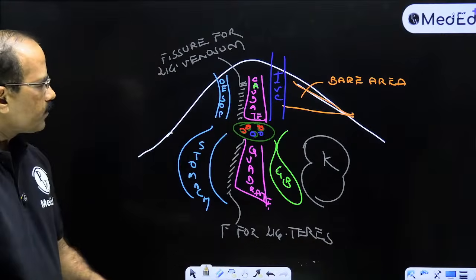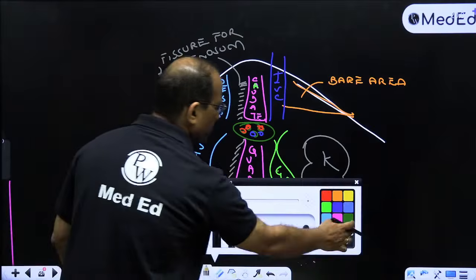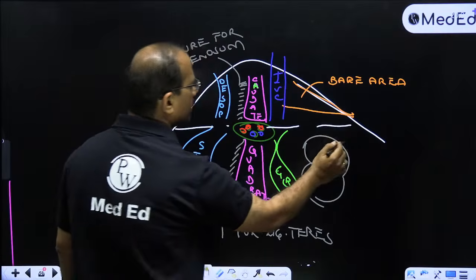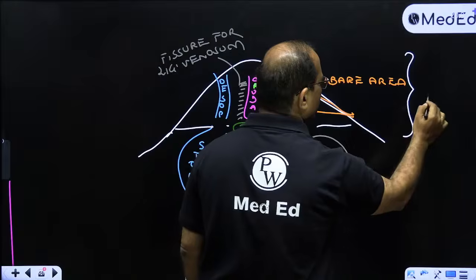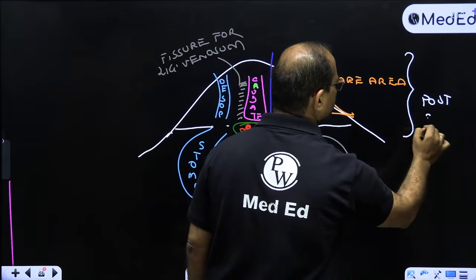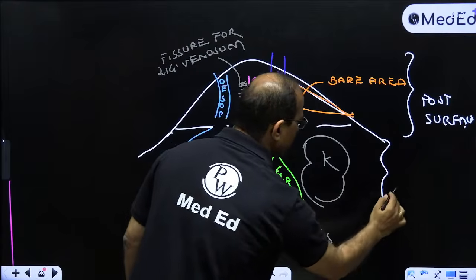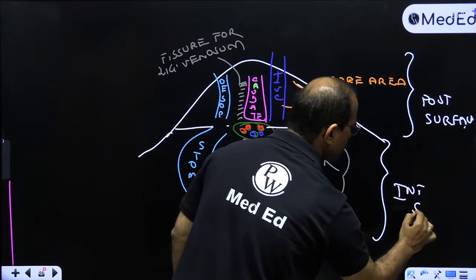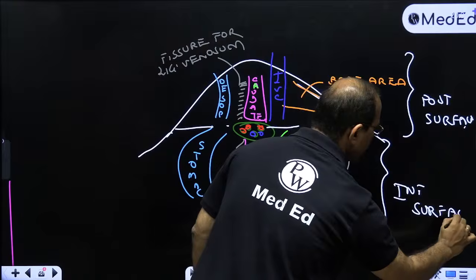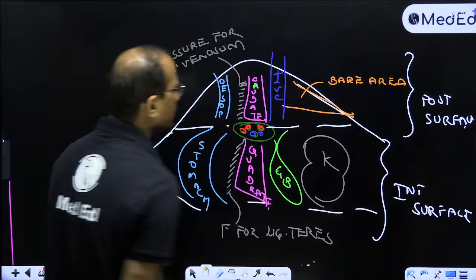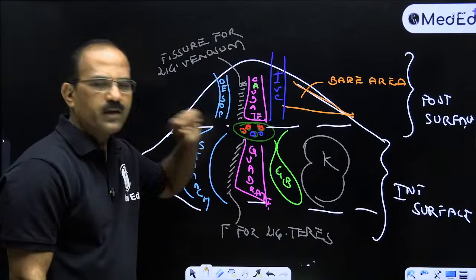Okay. So look at this. ये मैंने आपके लिए ड्रॉ किया है. Just have a look. So ये जो आप देख रहे हो ना, this is the posterior surface of liver. And इसके नीचे जो है, that's the inferior surface of liver. हाँ, तो ये posterior surface है, ये inferior surface है.